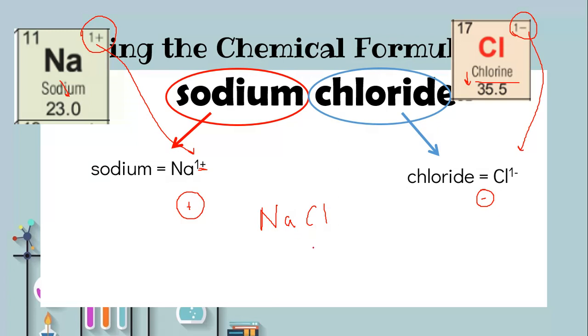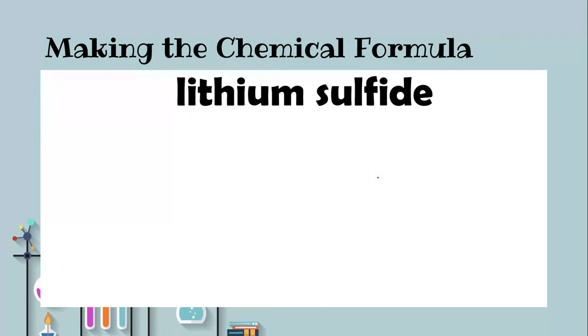Notice I never put a 1 or anything, because if you write the letters, it's automatically assumed to be 1. And now it's ionic compounds, and ionic compounds are solid at room temperature. Let's try our next one, lithium sulfide.